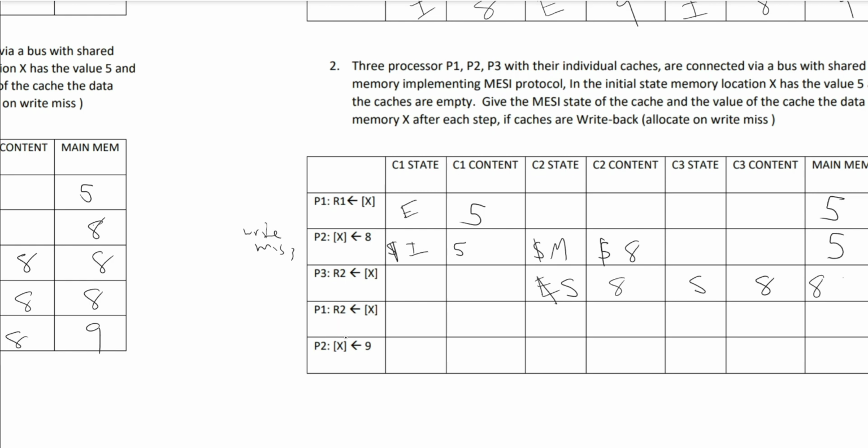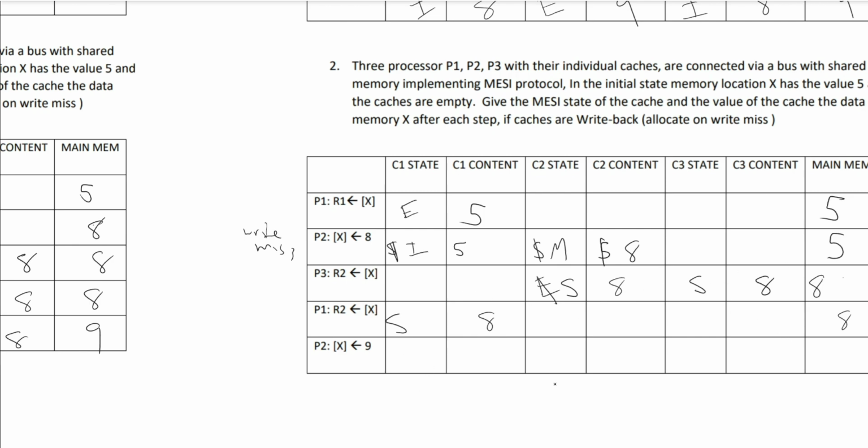And then I think processor 1 will read it as well. So this will stay the same. And then for this one, either of these caches can share. It doesn't really matter who. So it'll share with an 8, and now they're all sharing it.